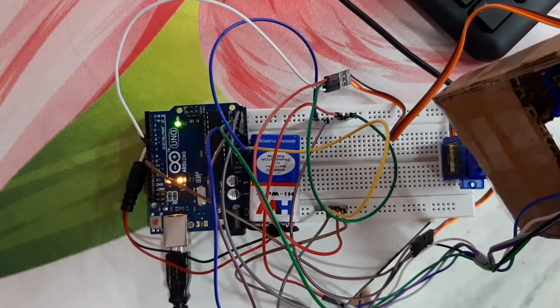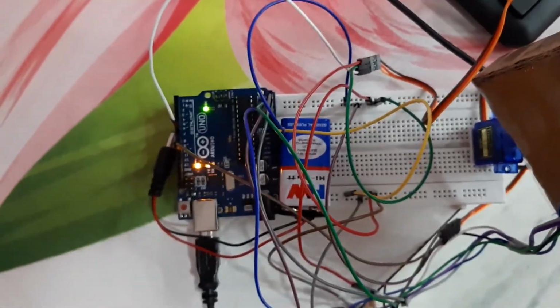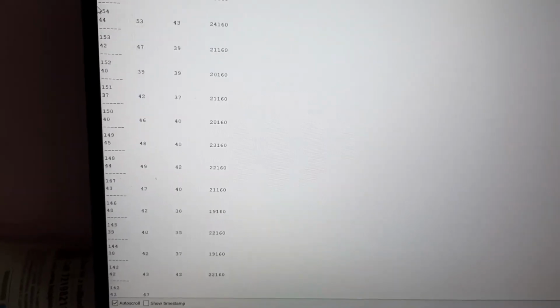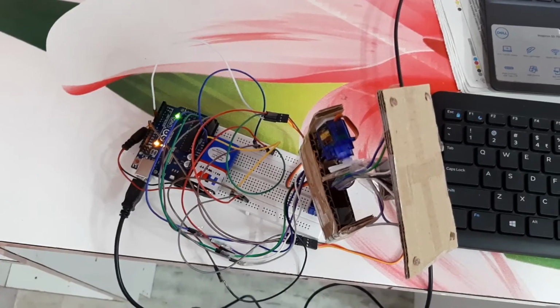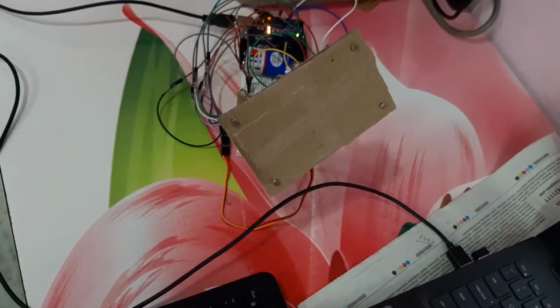We can also use battery to power the solar tracker. If it is connected to the laptop, we can also observe the outputs given by the LDRs and also the angle rotated by the servo motors in the screen. Now let us observe the working of the dual axis solar tracker.